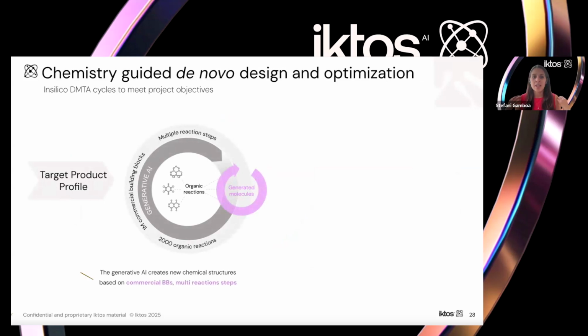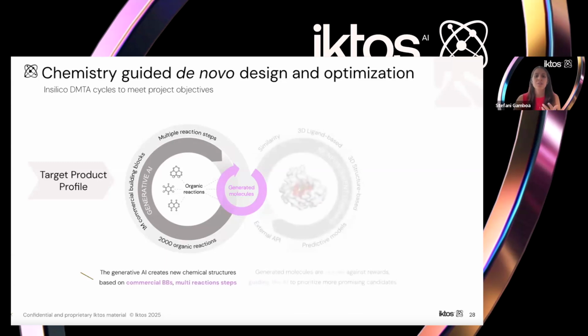So building on the previous concept, once we define the target product profile, the real work actually begins for our GenAI. Here we start with our GenAI, which designs novel chemical structures. But this is not an unconstrained generation. It is grounded in real-world chemistry. The AI pulls from a library of over 1 million commercially available building blocks, more than 2,000 well-established organic reactions, and multiple reaction steps. In other words, every molecule proposed is by design synthetically accessible.